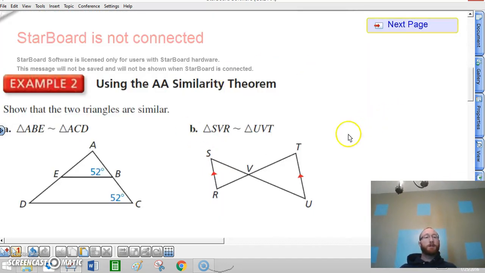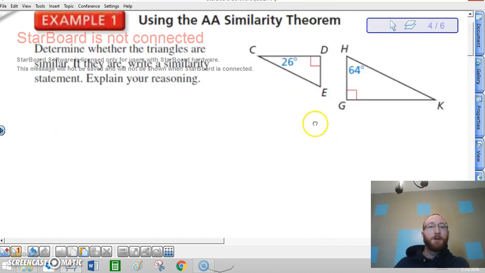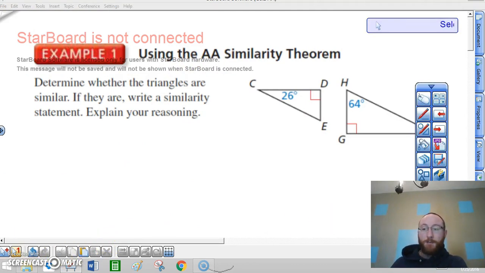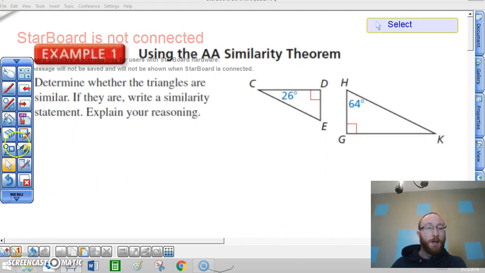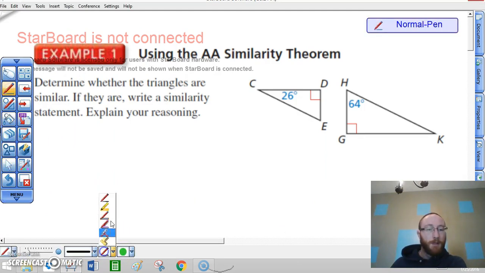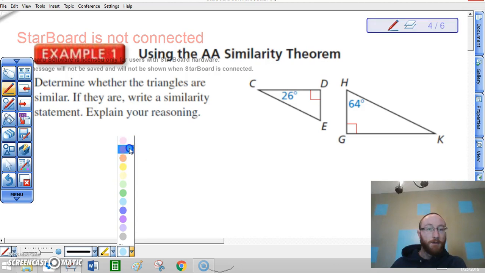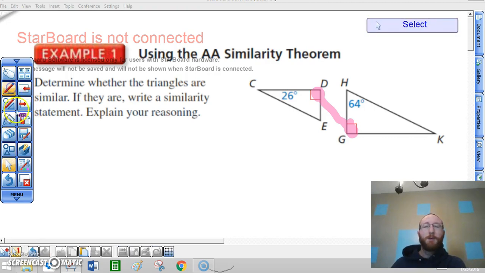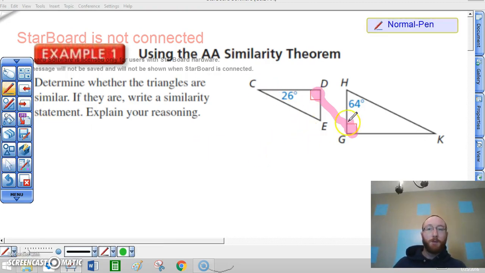Let's put this into practice. We want to look at this one. We want to use the angle-angle similarity theorem. So if we take a first look, it's pretty obvious that we have at least one angle that is congruent. We definitely have that these right angles over here are congruent to each other. But we don't know enough to say the other angle, so we've got to do a little bit of work. We can do this any way we want. We can work with triangle CDE, we can work with triangle HGK. I'm going to do CDE.